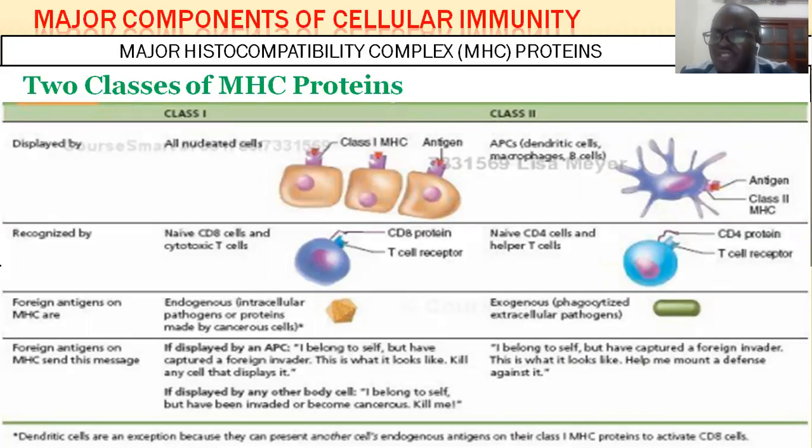This table has so much information that you need to really understand for you to understand cell-mediated immunity. So you have class 1 major histocompatibility complex, then you have class 2 major histocompatibility complex. Let's break it down a bit. Class 1 is displayed by all nucleated cells. Class 2 is only displayed by antigen presenting cells: dendritic cells, macrophages, and B cells. They are professional antigen presenting cells. So if a question comes in MCQs or short answer questions, to list the professional antigen presenting cells, don't miss these: dendritic cells, macrophages, and B cells.